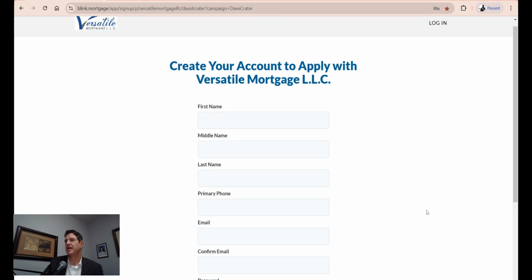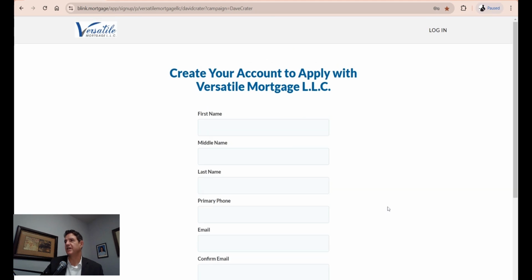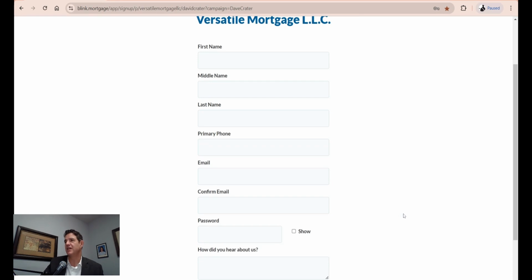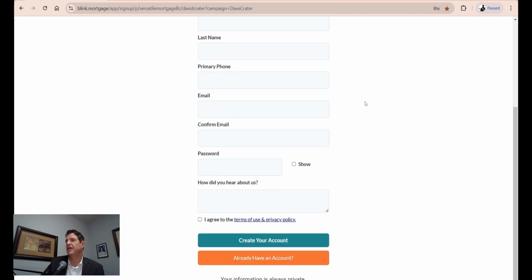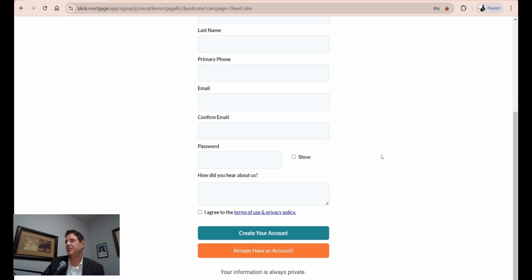If you have been sent a link and landed in a place that looks like this, you're in the right place. This is where you can create your account to apply with Versatile Mortgage LLC. It's going to ask you for your personal information, your email, and then you're going to want to create a password. And if you would be so kind, we would be grateful if you would fill out how you heard about us, super important, and then agree to the terms and conditions. And of course, you're going to create your account with the turquoise button on the bottom. If you've had an account before, you're just going to click the orange button.